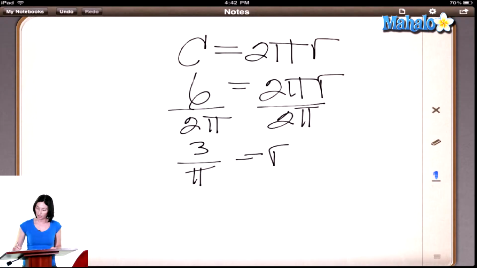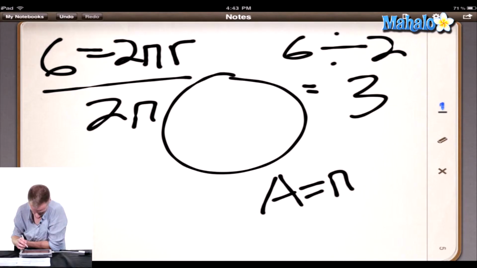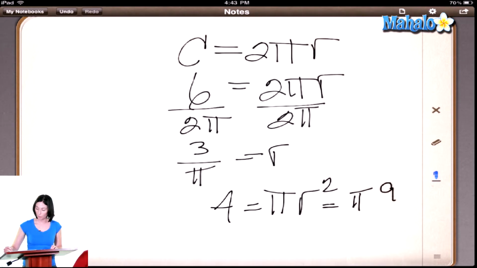So now the area is equal to pi r squared. So what does that give us? What happens when you square 3 over pi? What do you get? Just square the top and square the bottom. 9 over pi squared. Right. One of the pi's cancels out, so we get the area equal to 9 over pi.